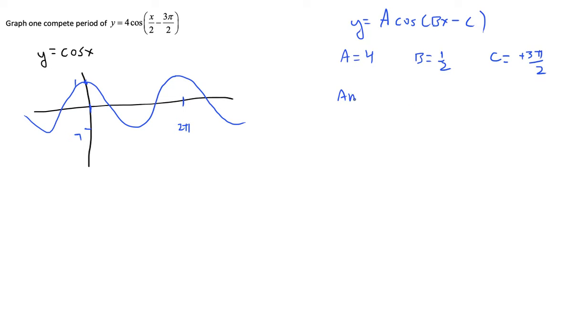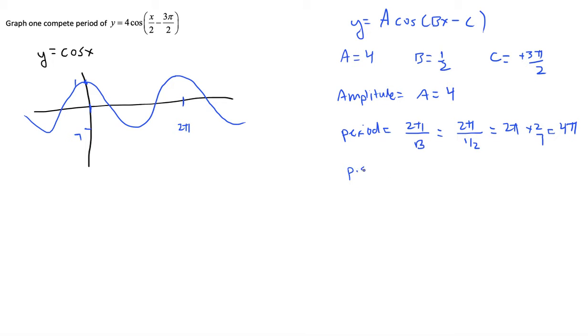We know that the amplitude is just equal to a. In this case, that's 4. That one's pretty straightforward. Instead of going from -1 to 1, it just goes from -4 to 4. The period is 2 pi divided by b. In this case, we have 2 pi divided by 1/2. We never divide by fractions. We always multiply by the reciprocal. So we get 2 pi times 2 over 1, which is 4 pi. That's going to be the period of this function.